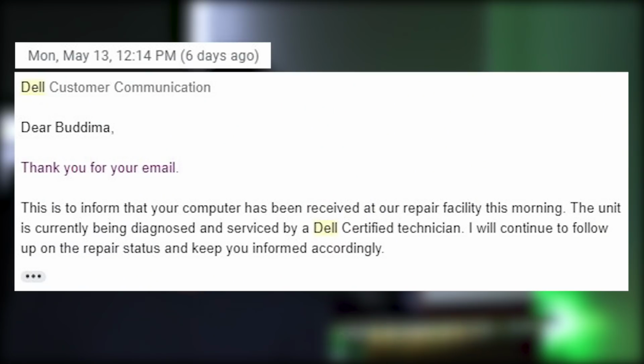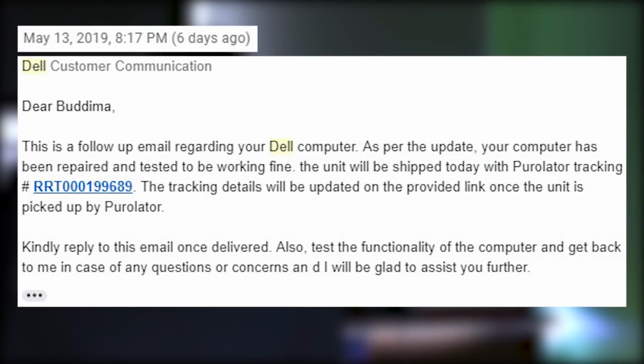And then I shipped the laptop May 11th. And then after sending it out on May 11th, May 13th, I got a reply saying, this is to inform that the computer has been received and it was at the repair center. And then I was sent another email on May 13th. So yeah, on the same day, I was sent another email saying that the computer was repaired and with the tracking number saying that it's on the way back.